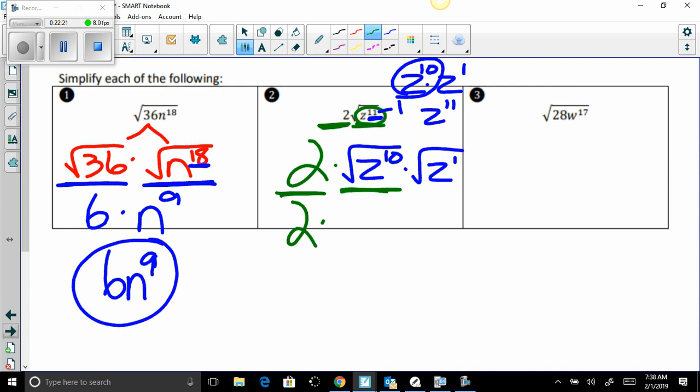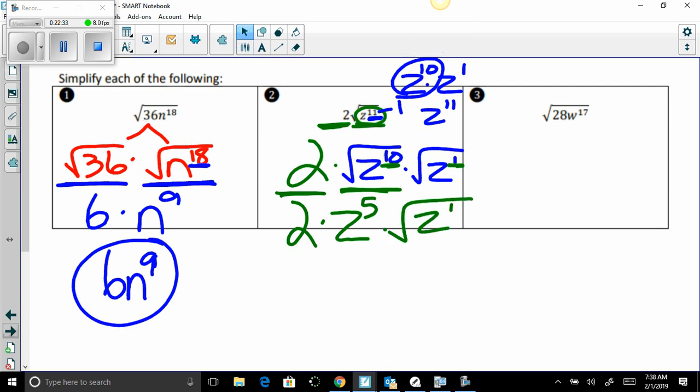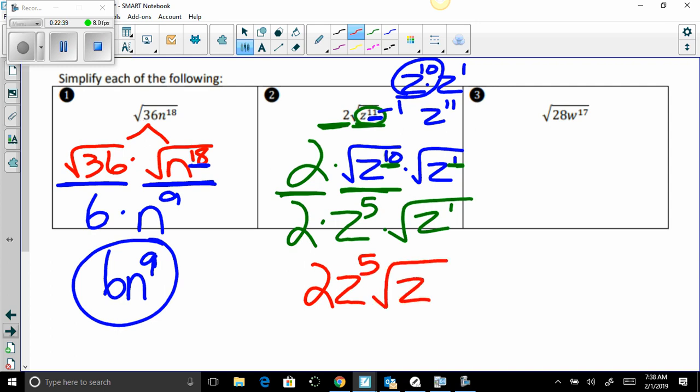What is the square root of z to the 10? When it is even, I can take half of it and lose the radical. So z to the 5th. If it's odd, I can't take half of it, and this one I can't break down any further, so leave it as radical z^1. If I put this all together, 2z^5 times radical z to the 1st, and I'm done.